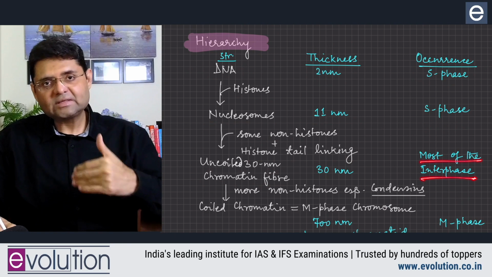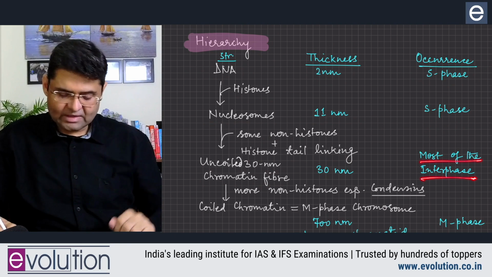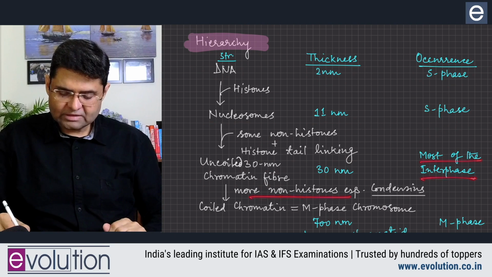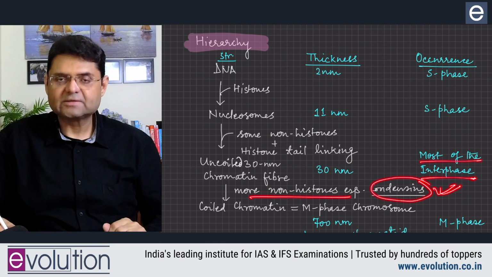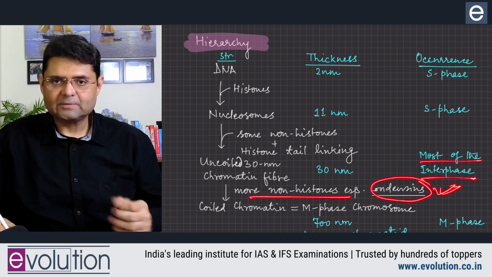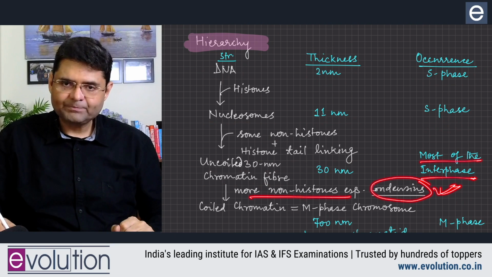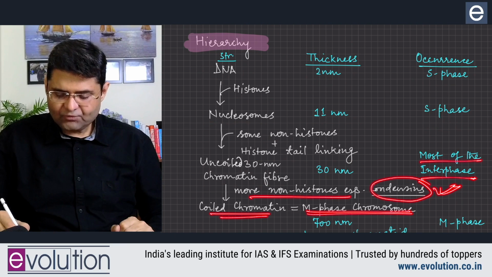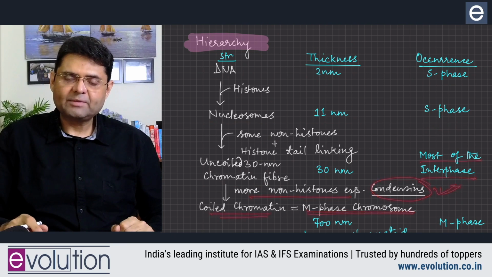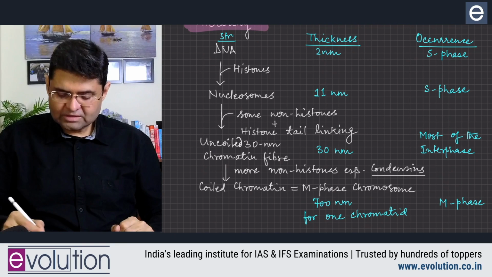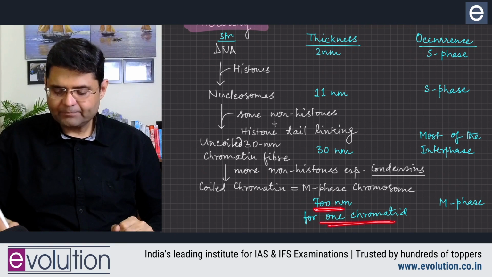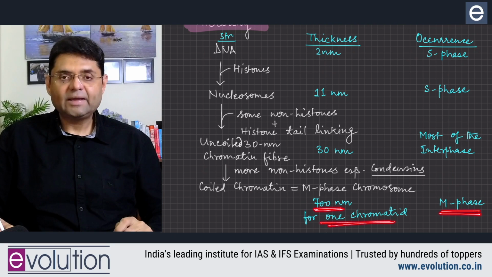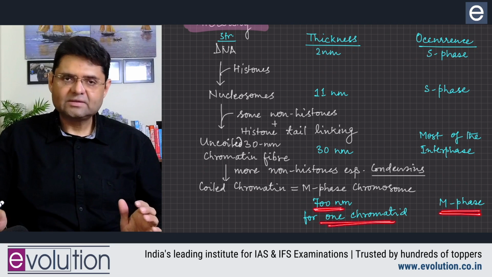Then as the cell progresses to the M phase, more non-histone proteins, especially condensins, will attach. These names have to be mentioned. Especially condensins will attach, and then coiled chromatin will be formed that we know as the M phase chromosome. What are the dimensions? The thickness is 700 nanometer for one chromatid, and this is found in the M phase, that is the dividing phase of the cell.